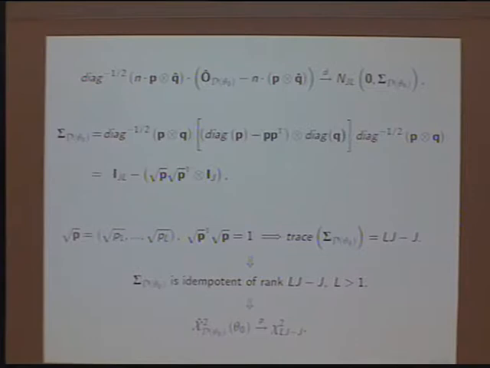This square root of p is the vector of the square roots of the different lengths of the vectors, BL minus BL minus 1. Of course, this transpose times p is equal to 1, and the trace of this matrix is Lj minus j. Then this matrix is independent of this rank. And we have that the chi-square under the null hypothesis is going to converge, when we have no estimated parameters, to this chi-square with Lj minus j degrees of freedom.